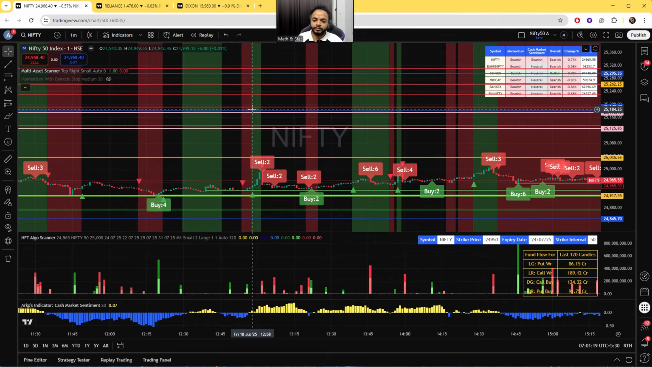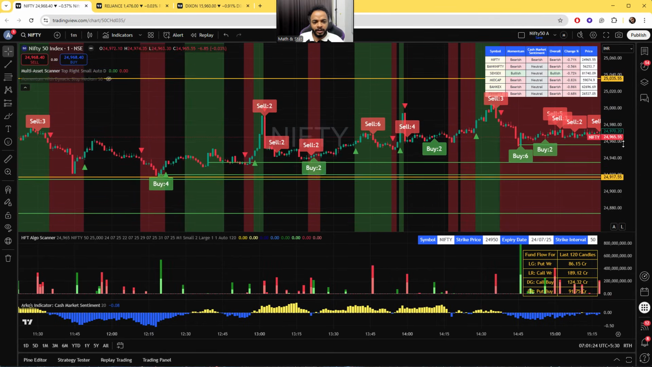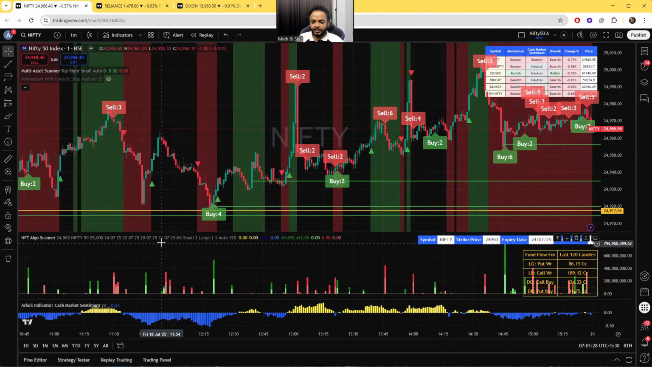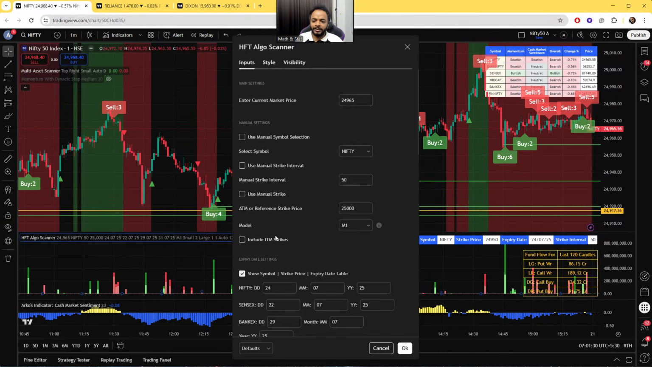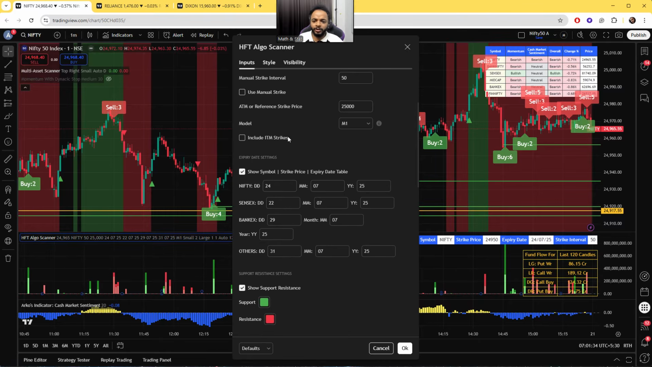So again we are back to our Nifty spot chart, and now coming back to the main thing, let's go to the settings. So this is all the manual setting that I have told you. Whichever you want in manual mode, you can.